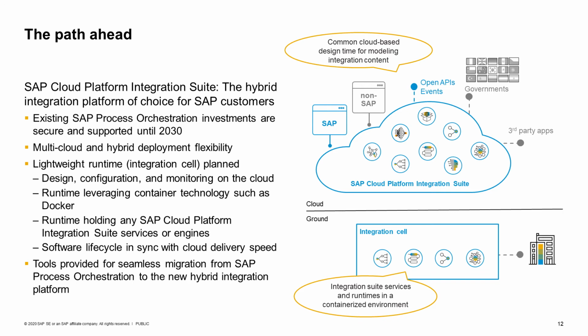And other than for process orchestration, we actually like to keep the software lifecycle of this local integration runtime, these on-prem integration runtimes, in sync with the cloud delivery speed. Right. So we have recently published an SAP Insider article where we provide guidelines for an IT architect to transition from process integration, process orchestration to the Cloud Platform Integration Suite, and also then to the new hybrid integration platform once it is in place.